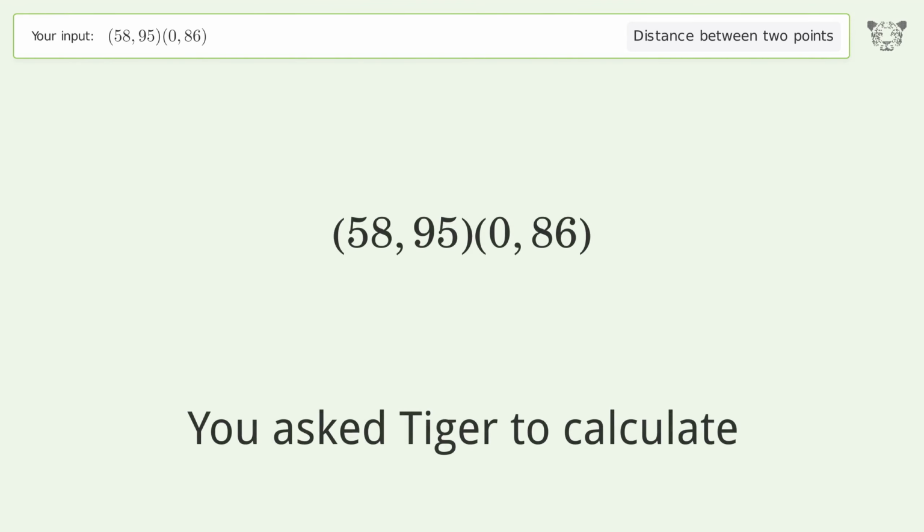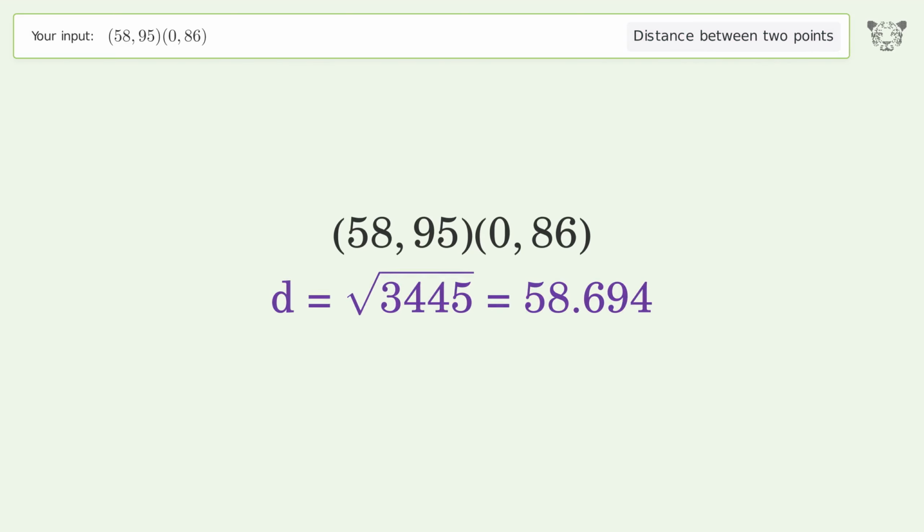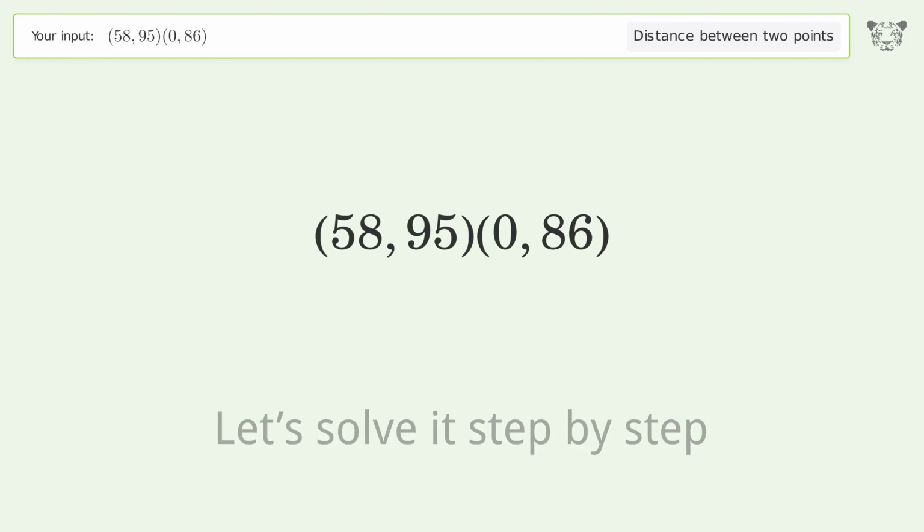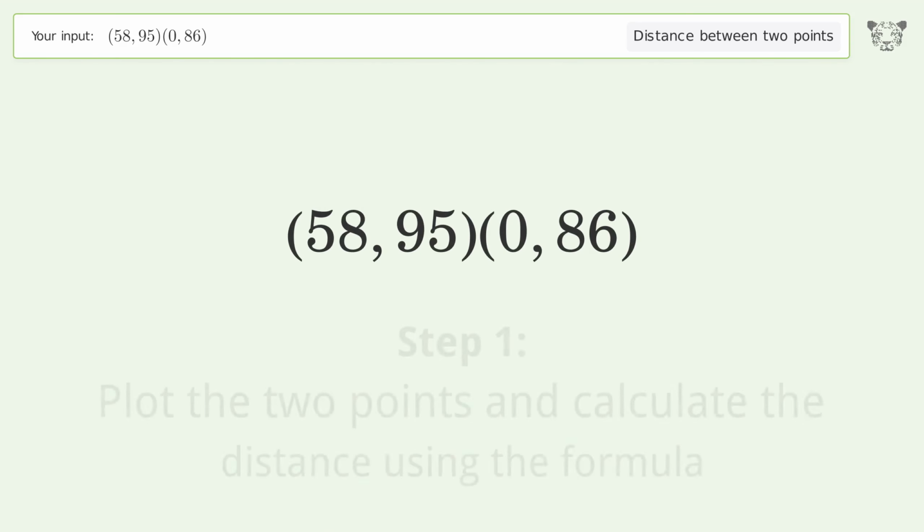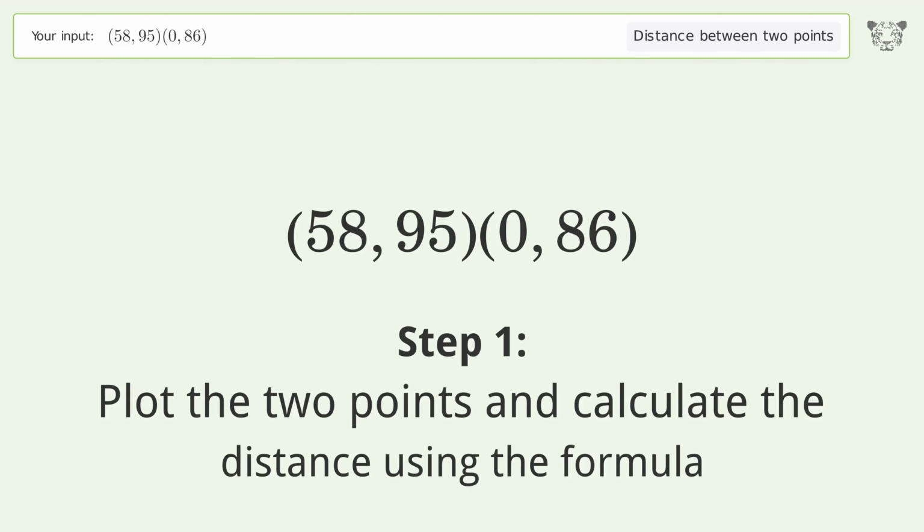You ask Tiger to calculate. This deals with the distance between 2 points. The distance between the 2 points is the square root of 3,445 or 58.694. Let's solve it step by step. Plot the 2 points and calculate the distance using the formula.